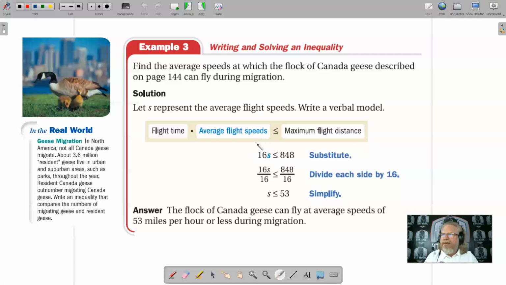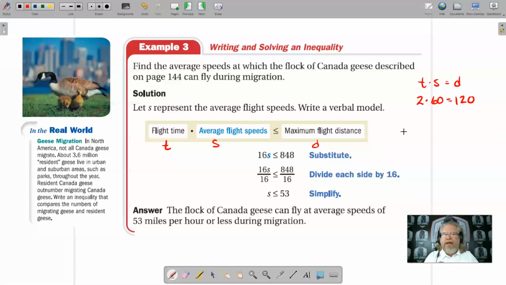And the average flight speed is the unknown, S, because time times speed equals distance, right? If we were talking about an equation, this is where they're getting their numbers. Time times speed equals distance. For instance, if you drove 2 hours at 60 miles an hour, you would go 120 miles, right?